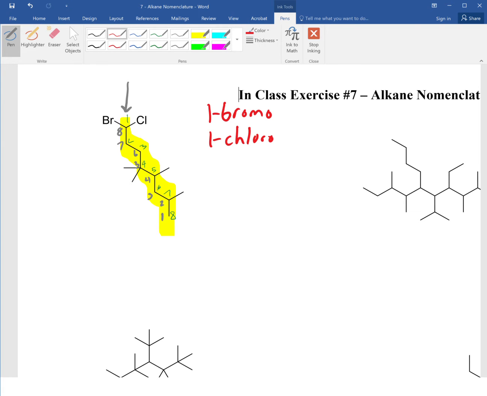Carbons 2 and 3 have nothing on them. On carbon 4, we have a methyl. On carbon 4, we have another methyl. We have a methyl on 5. And a methyl on 7.